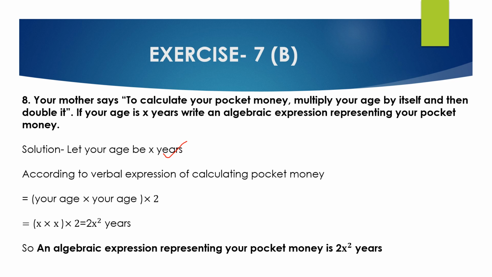Then according to the verbal expression of calculating the pocket money, given is: multiply your age by itself, that is your age multiplied with your age, then double it means multiply with 2. Your age multiplied with your age multiplied with 2. Your age is x years, so x multiplied with x is x square, multiplied with 2 is 2x square. So the algebraic expression representing your pocket money is 2x square years.